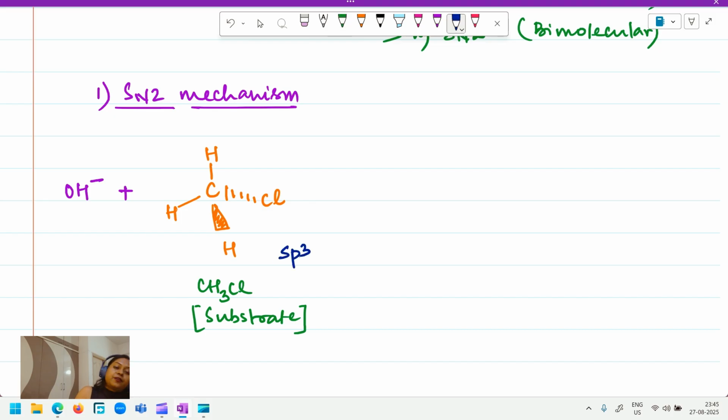Right, this is sp3 hybridized. So this is not a planar structure, this is a tetrahedral structure, right? So the carbon is sp3 carbon. Now, what does that give us? How does that help us to understand things?